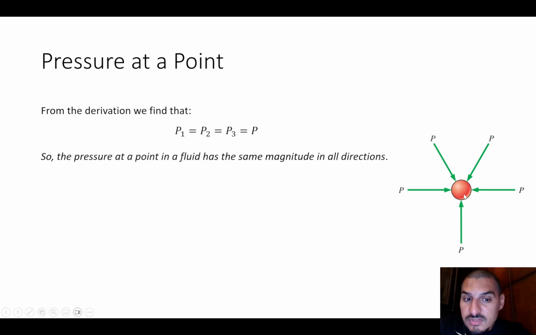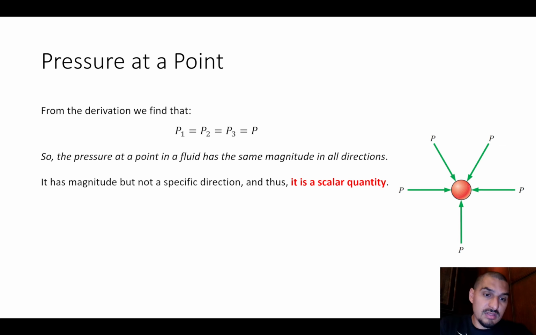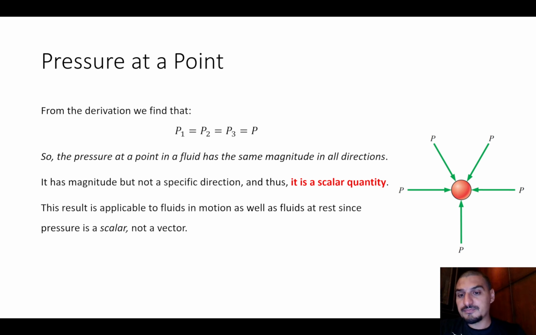Okay, so it doesn't have a specific direction. Pressure is a scalar quantity, it has a magnitude that is affecting the point in all directions. So from the right and from the left, from the top, from the bottom, from any angle, the point is exposed to the same pressure in all directions. And this is valid for static fluid, and it's also valid for dynamic fluids.